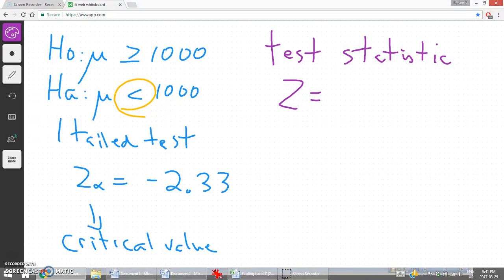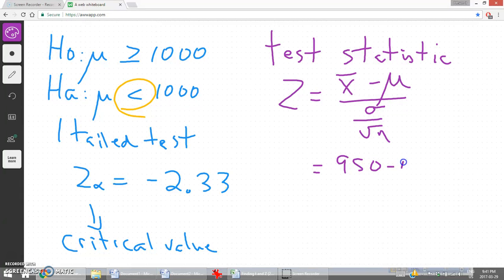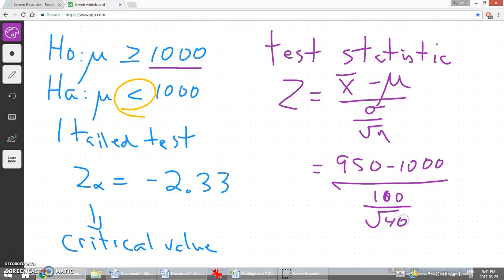So we're working with our Z value. The formula, same formula we've seen before. We substitute in our values. 950 is our sample mean, 1000 is the population mean, that's right from our null hypothesis. Standard deviation is 100, right from the question. And we are dividing by the square root of our sample size, square root of 40. So we end up with a test statistic of a value of negative 3.16.